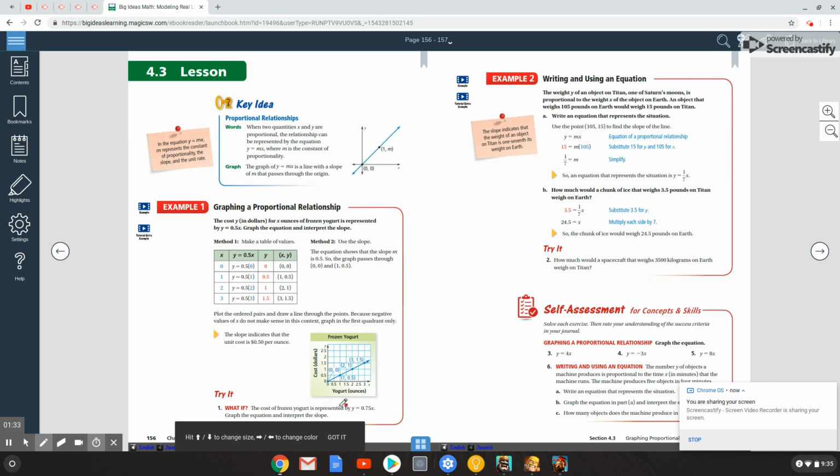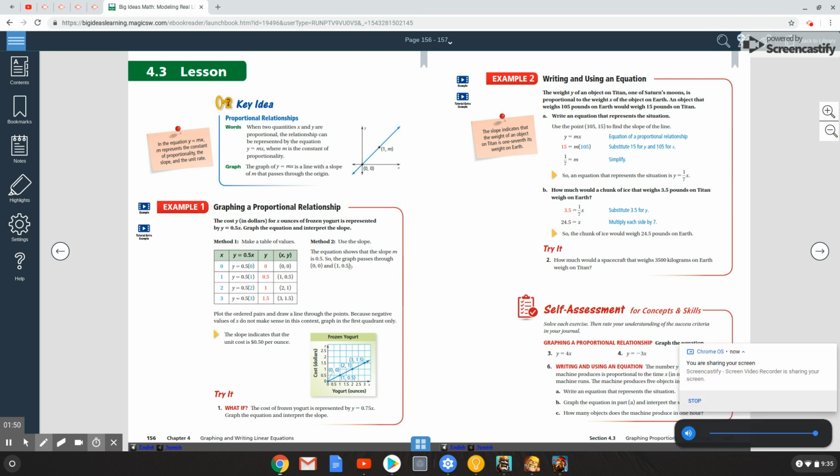What if the cost of frozen yogurt is represented by this? Graph the equation and interpret the slope. So now I want you to do that. Pause the video here to solve the problem. Starting now.